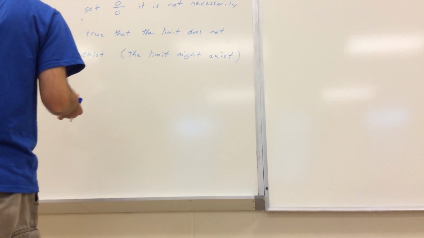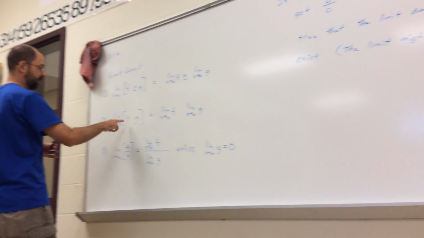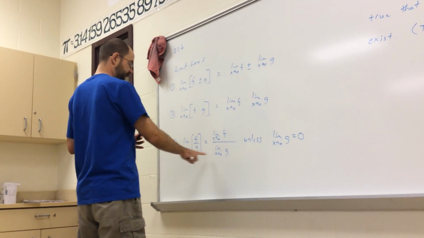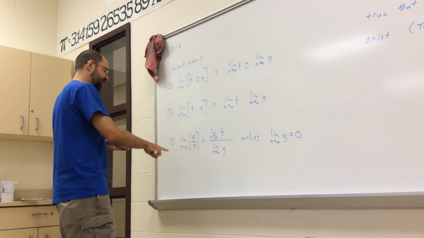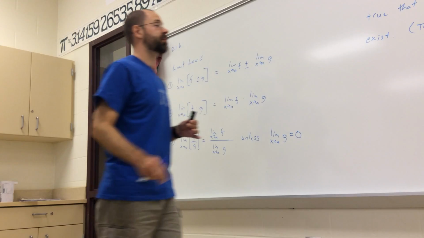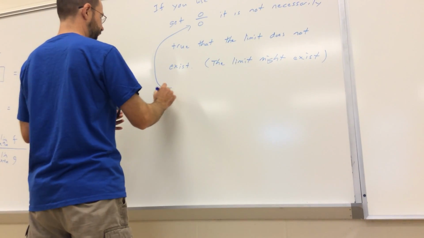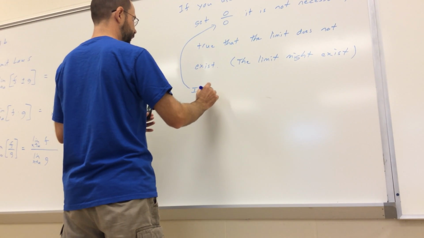So limit laws are really useful. They work a lot of the time. They always work with plus and minus and multiplication. And a lot of times they work with division. But sometimes this fails and you have to try something else. This 0 over 0 is called an indeterminate form.